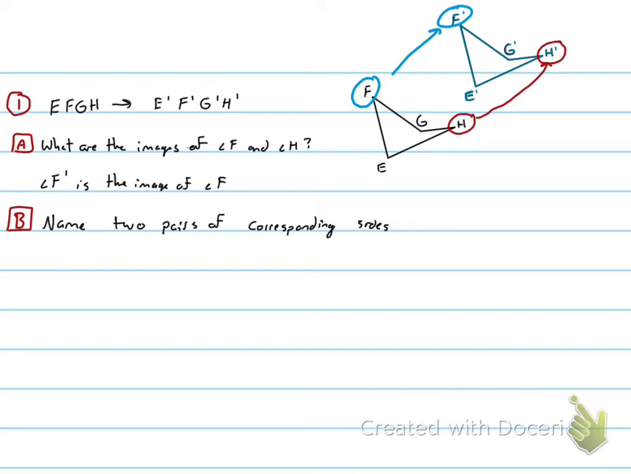Next, I want to name two pairs of corresponding sides. So I'm just going to pick two random ones. It looks like EF would map onto E'F', and GH would map onto G'H'. Now this one was pretty straightforward because the letters all matched up except the new one had a prime with it. Sometimes it'll be a little bit more difficult, where it'll be like triangle ABC matches to XYZ, where the letters don't as obviously match up. So just kind of be aware of that.